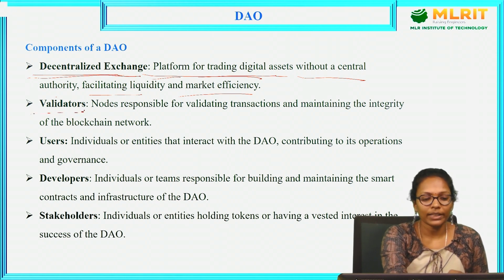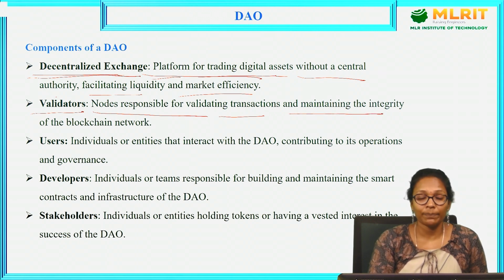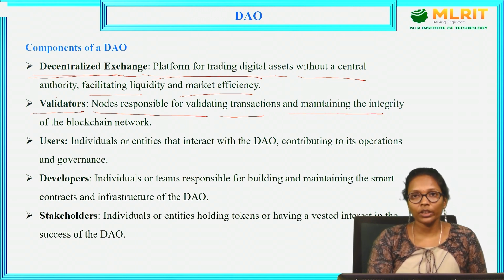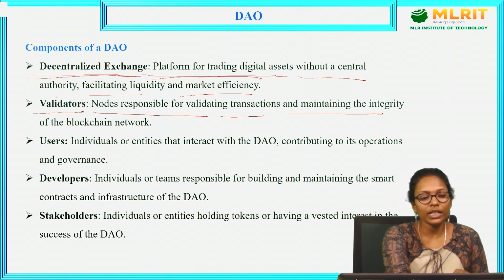And coming to the validators, so nodes responsible for validating the transaction and maintaining the integrity. As we know, there is no central authority to take the decision or to monitor the transaction here. So we have some set of validators. Validators are nothing but nodes. So nodes will participate in the consensus mechanism and then validate the transaction. So whoever is participating in the validation process, those nodes are called validators.